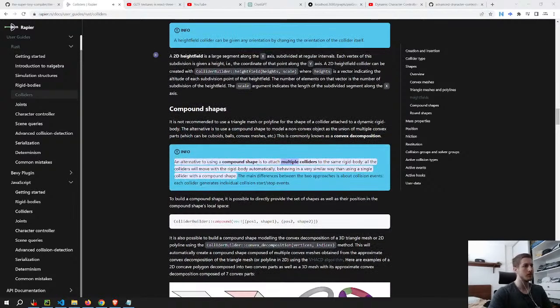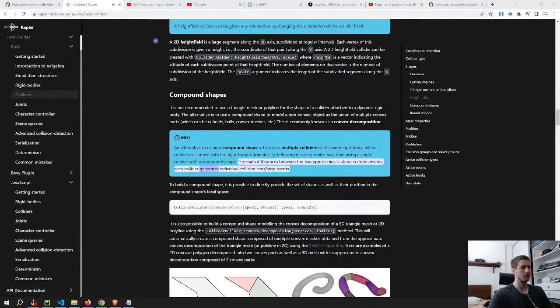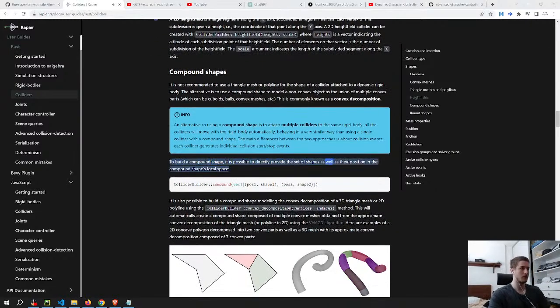An alternative to using a compound shape is to attach multiple colliders to the same rigid body. All colliders will move the rigid body automatically, behaving in a very similar way to using a single collider with a compound shape. The main difference between the two approaches is about collision events. Each collider generates individual collision start/stop events. To build a compound shape, it is possible to directly provide a set of shapes as well as their position in the compound shape's local space.